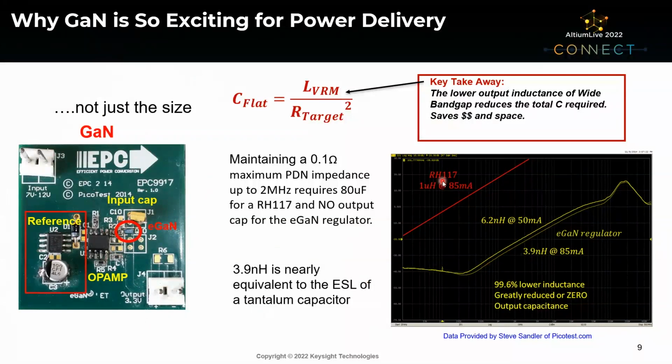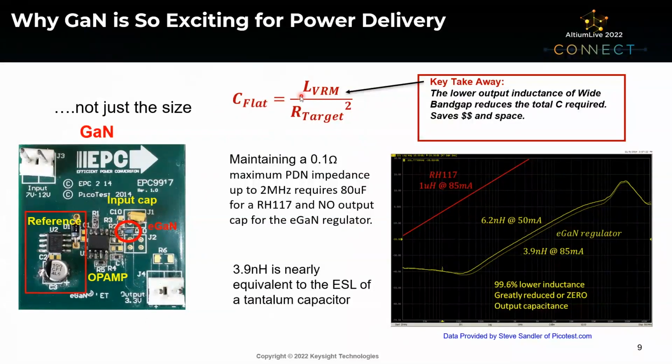And what this means, if you look at that equation that we're using for flat impedance, the inductance of the VRM divided by the target impedance squared, you'll see very quickly that we made a 99.6% reduction in the inductance of the VRM. So this inductance here is 99.6% reduced compared to the MOSFET, which means we can significantly reduce the bulk capacitors that are needed in this power delivery network here using wide bandgap devices.